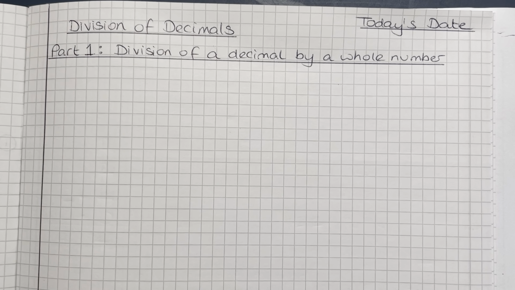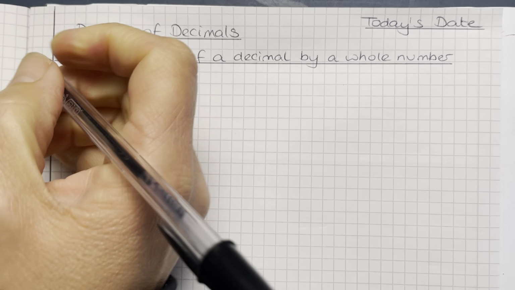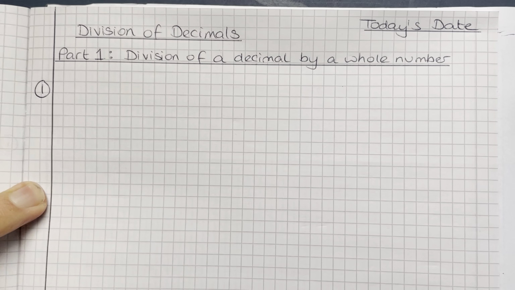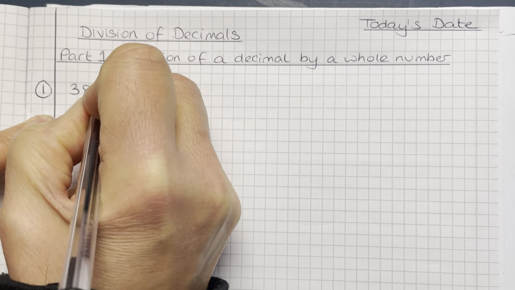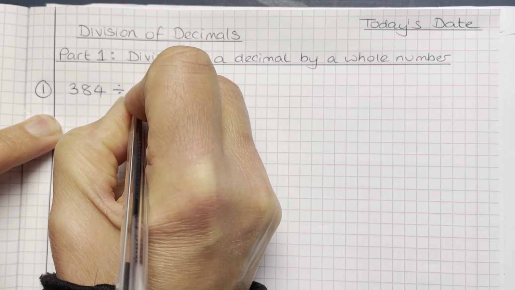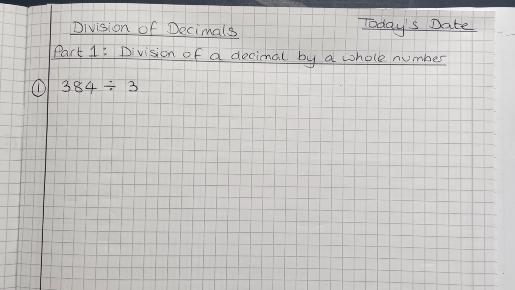Hi there. Today we're going to be looking at the division of decimals. We're going to be looking at this lesson in 3 parts, and part 1 is dividing a decimal by a whole number. Let's just quickly start with a whole number by a whole number division. 384 divided by 3. Nice and straightforward.